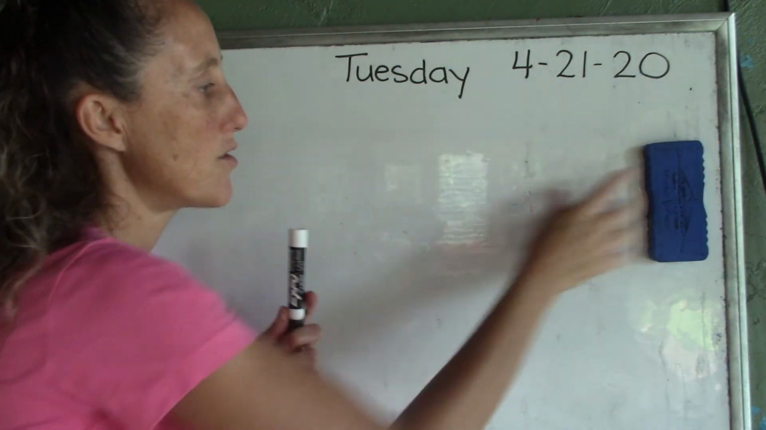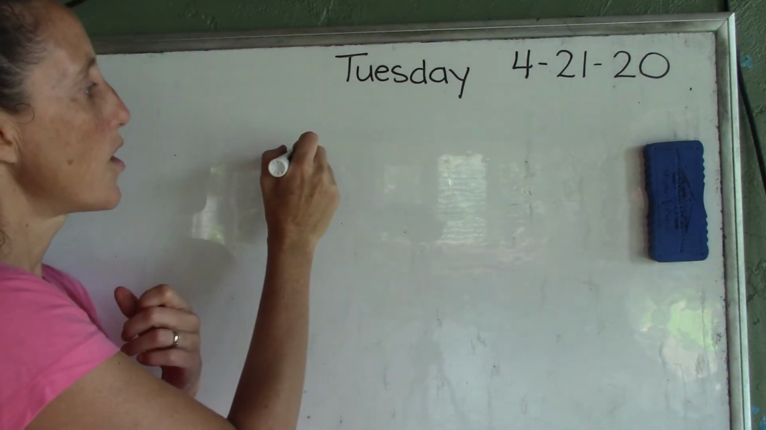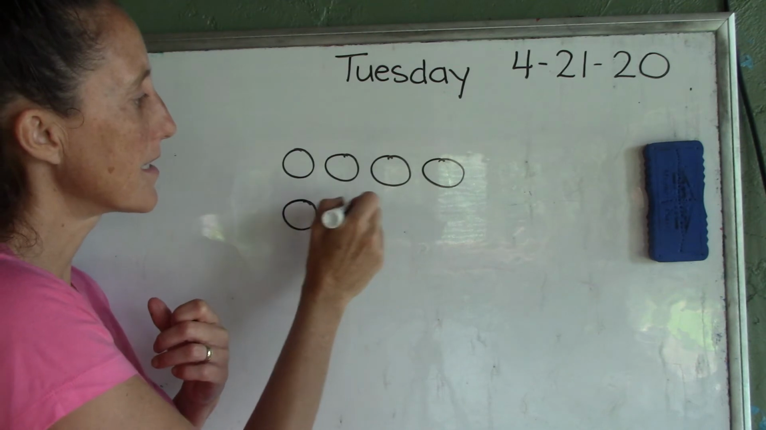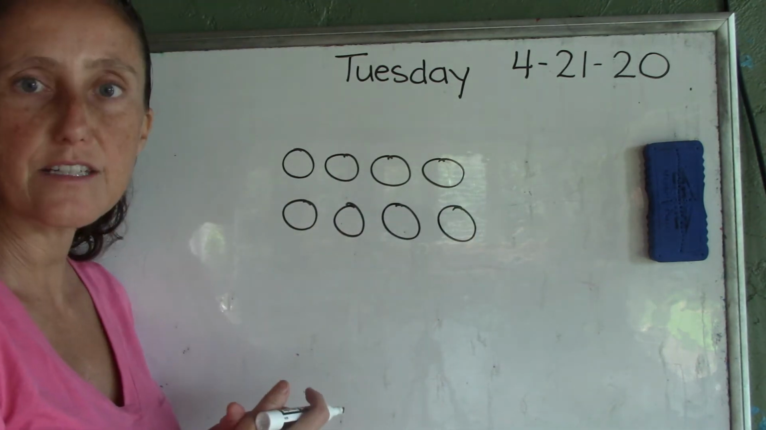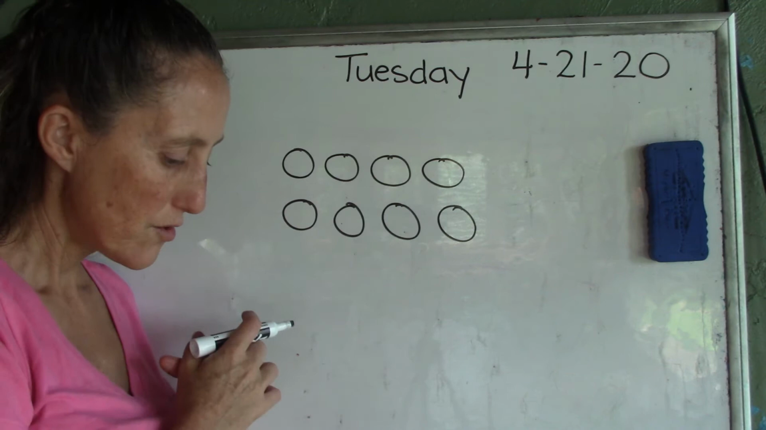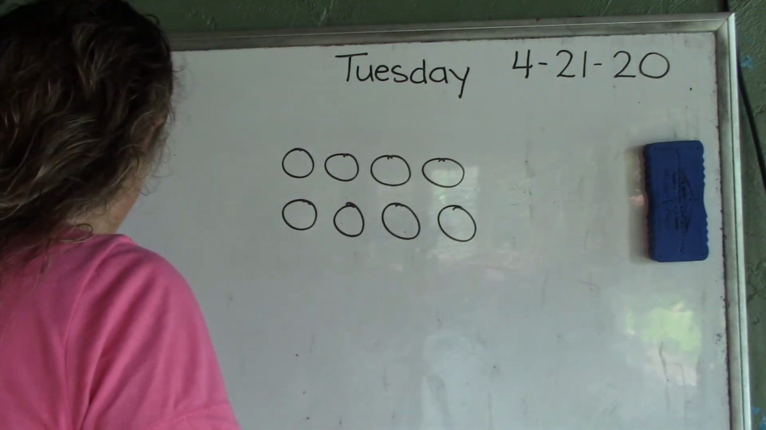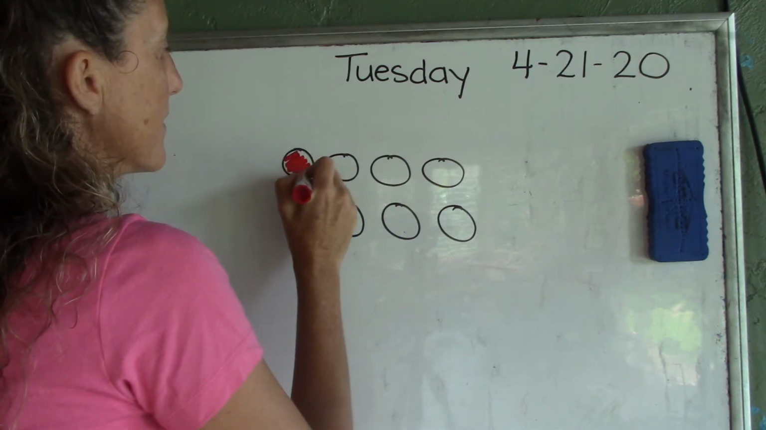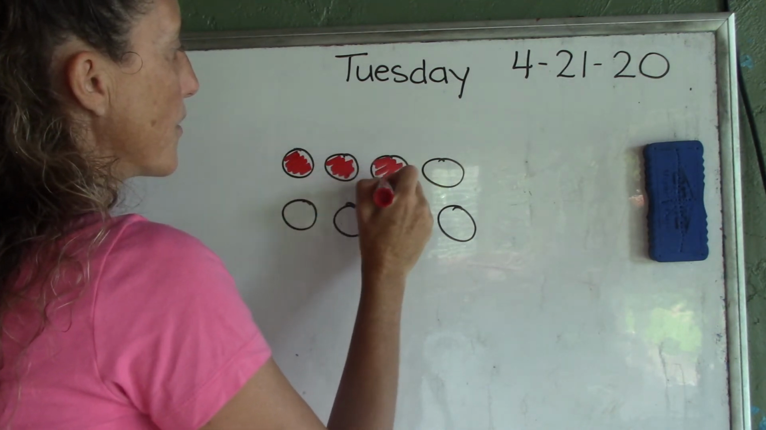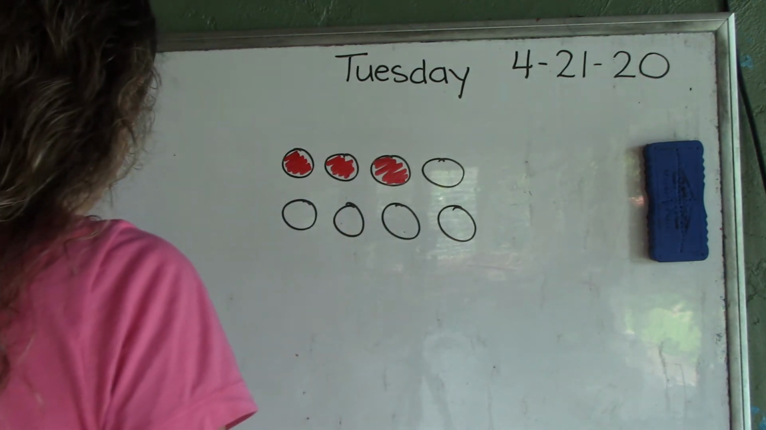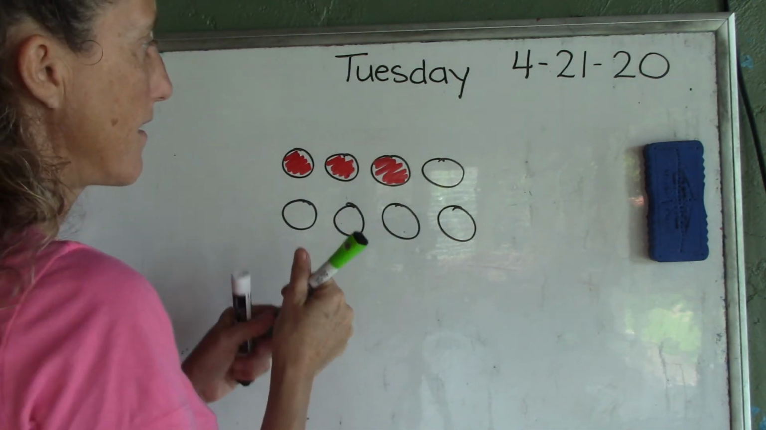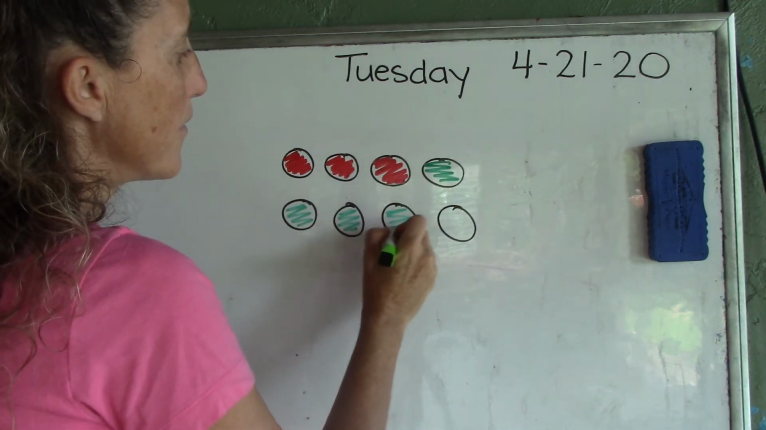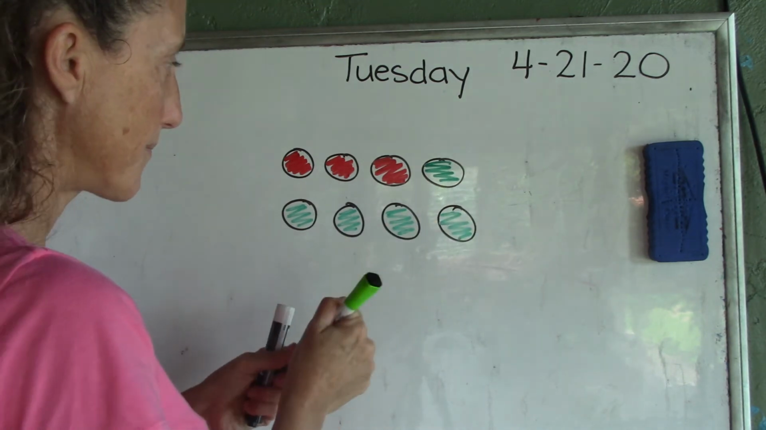Okay, now I'm going to draw 8 circles. 1, 2, 3, 4, 5, 6, 7, 8. 8 circles. I want you to color 3 of them red. So I have my red marker. 1, 2, 3. And I want you to color 5 of them green. So 1, 2, 3, 4, 5 of them green.